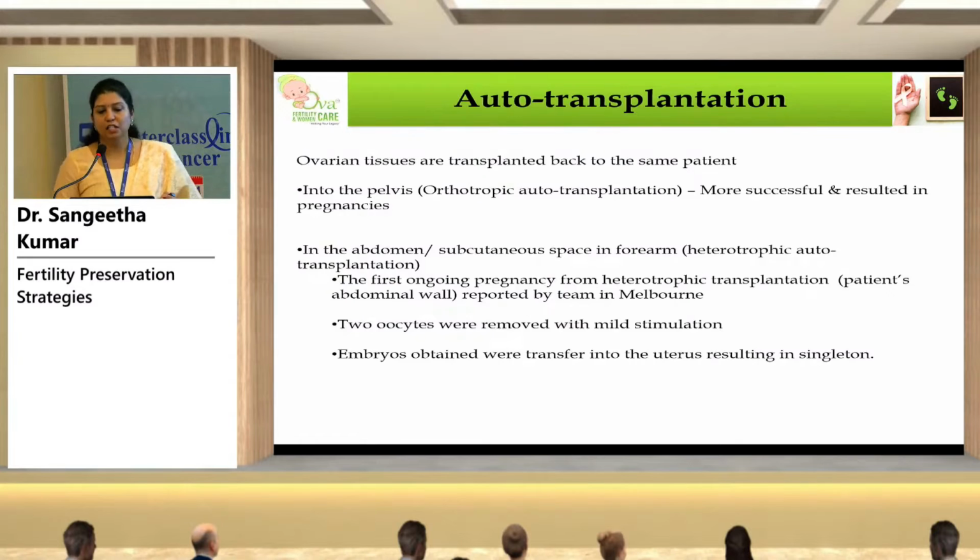Autotransplantation is one of the successful treatments. After ovarian tissue cryopreservation, those tissues can be transplanted back, either by orthotopic autotransplantation or heterotopic autotransplantation. Both techniques have given successful pregnancies.